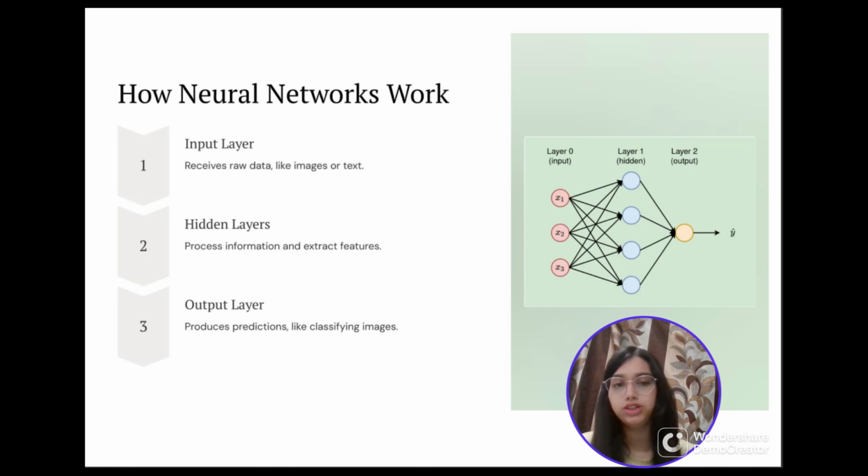Input layer. The first one is the input layer. This is where raw data enters the network. For example, in image recognition, the input could be the pixel values of an image.